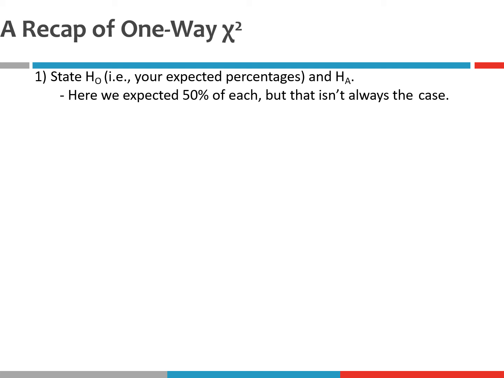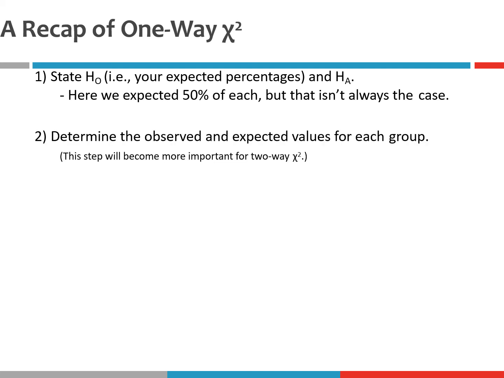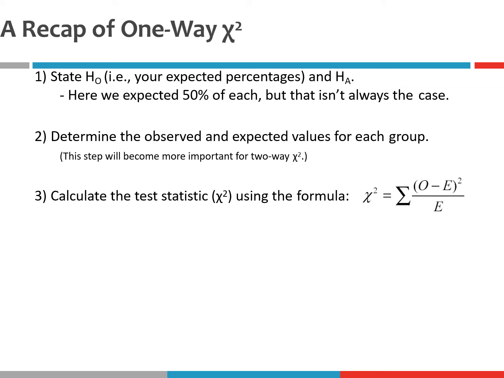So it just depends on what your population consists of and what variable you're measuring. So your null hypothesis isn't always automatically going to be 50%. Okay. And then after you state your null and alternative hypotheses, you're going to determine the observed and expected values for each group. You're going to calculate your test statistic, or in this case, your chi-square statistic, using this formula.